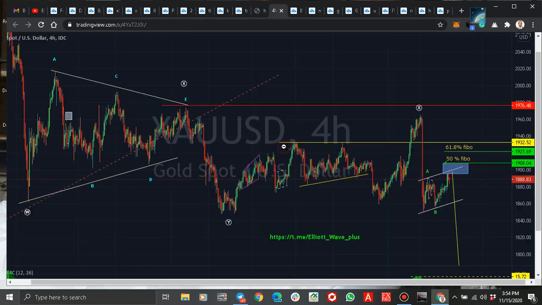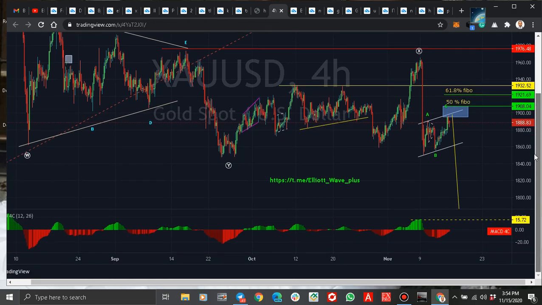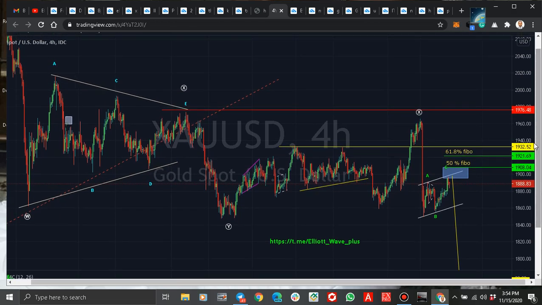Then let's go to gold. Gold, as I've been saying, I'm looking for a sell. I can see gold going below 1800. So watch out for this. This blue box is where I expected the sell to happen.